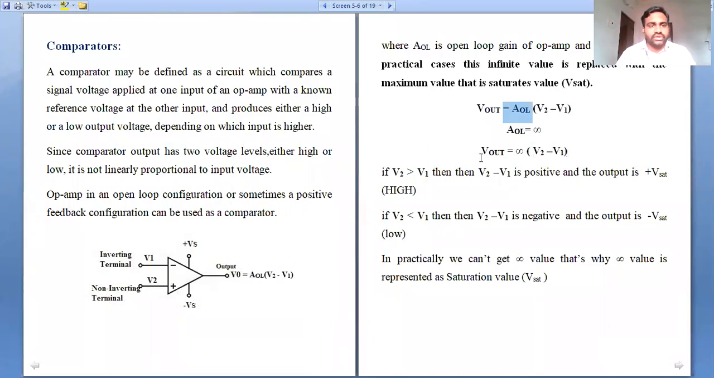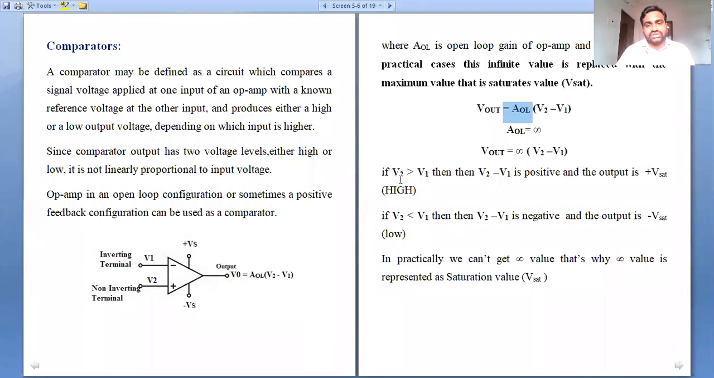What we are saying from the principle of the comparator is that it is a nonlinear application. It will compare the input signal with respect to a standard reference point. That means if V1 is the input terminal, the inverting terminal, then V2 will be the standard reference point. If V2 is the input terminal, then V1 will be the standard reference point.